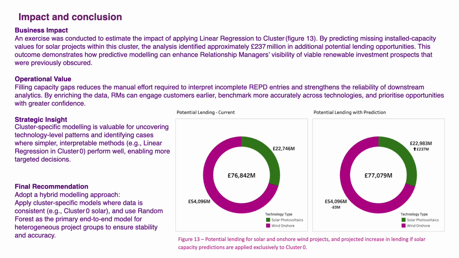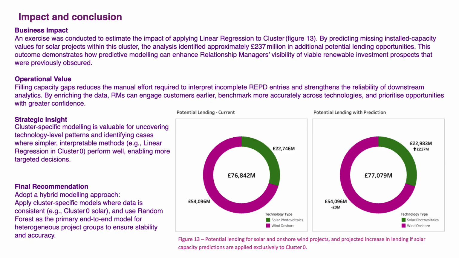In addition, filling in these missing values reduces the manual effort needed to work with incomplete RAPD entries and increases the reliability of downstream analytics as well. With this more complete data, relationship managers can engage with customers earlier, compare projects across different technologies, and prioritize opportunities more effectively as well.